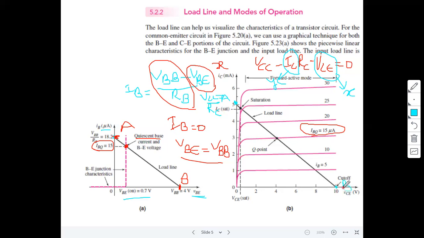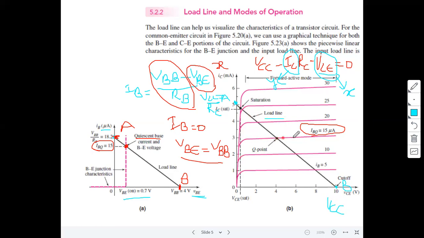Okay. Now what is point B here? Point B. Here in point B, the y-axis, same in the KVL equation. Now IC is equal to 0, VCE is equal to VCC. So this point B is VCC, that value is equal to 10. Now draw one line and connect these two points, point A and point B. Now this is called the load line.